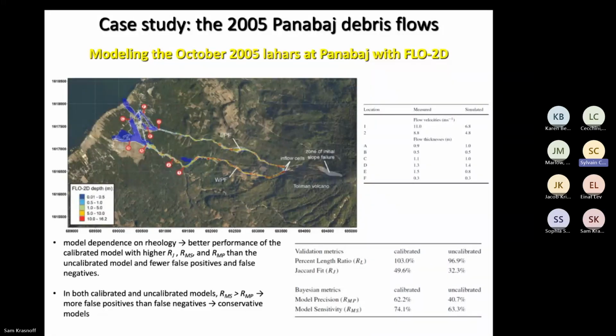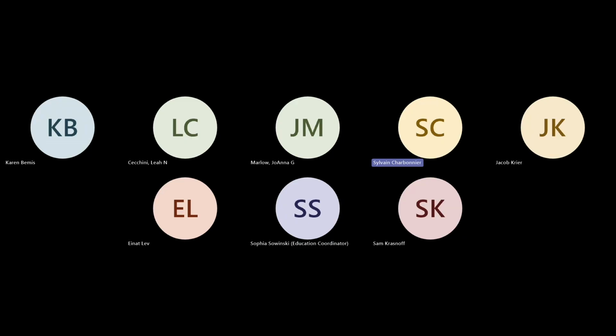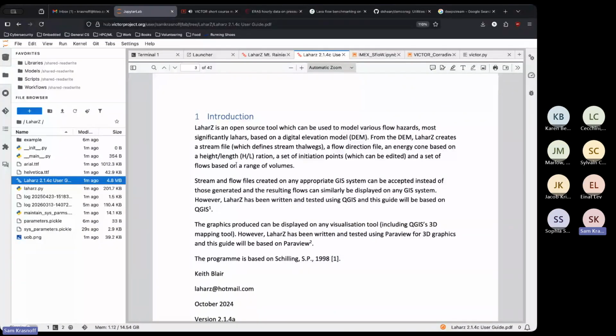Right now on Victor, we have the Lahars model that Sam is going to show you now, and you also have the possibility to run some Lahars simulation using Titan 2D. I can show you that quickly after Sam is done, or you can also do that with IMAX. Sam, if you want to start with Lahars, and then after that I can show you quickly the Titan 2D example. Sure. Okay.